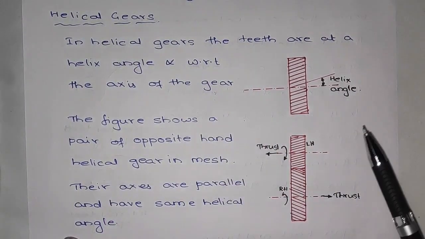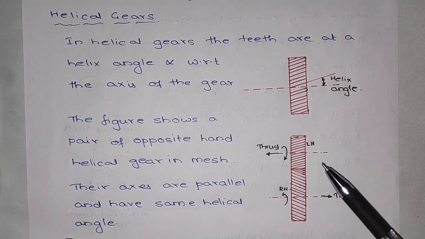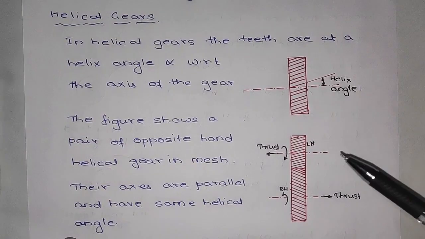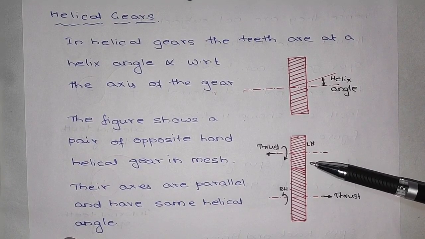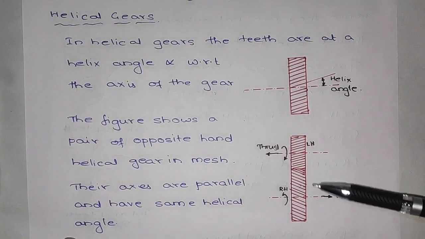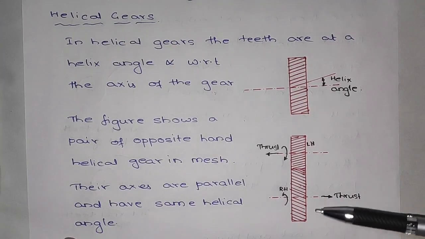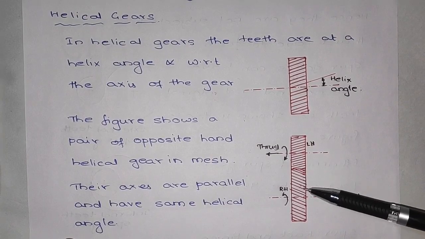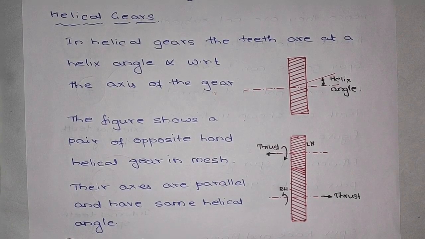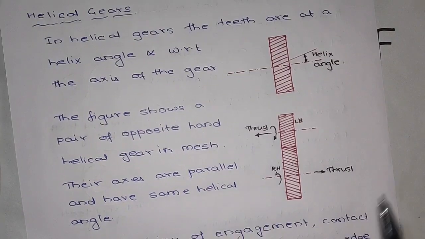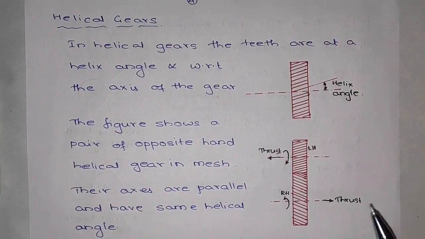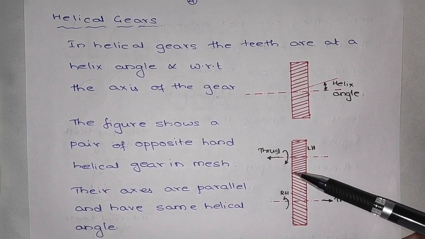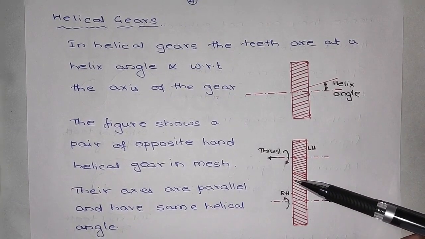So this figure shows a pair of opposite hand helical gears in mesh. For the motion to be transferred, the helix angle of the gear as well as the pinion should be opposite to each other. Then only the meshing happens and the motion gets transmitted. So here, at the beginning of the engagement, the contact occurs only at the point of the leading edge of the angled surface of the teeth.